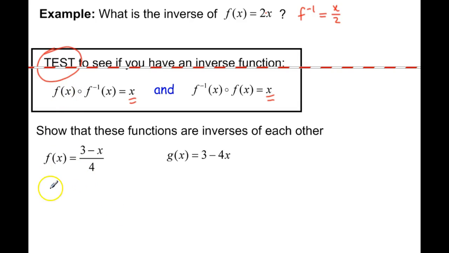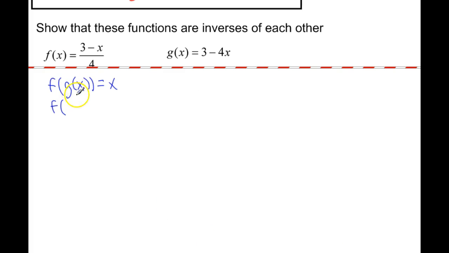So the test is f of the inverse of f. Let's assume this is the inverse. So I'm going to say f(g(x)). If these are inverses, what should this equal? Well, it should equal x, right? That's what the formula says here. That's what the test is. Well, let's actually compose them and see what happens here. So f of, let's see, g would be 3 minus 4x.